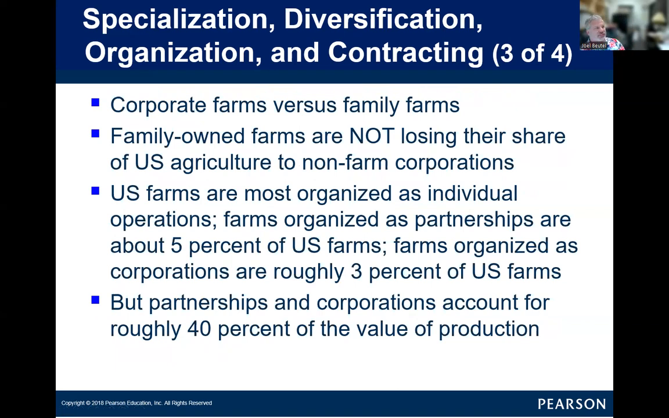So we have corporate farms versus family farms. Family-owned farms are not losing their share of U.S. agriculture to non-farm corporations. U.S. farms are mostly organized as individual operations. Farms organized as partnerships are about 5% of U.S. farms, and farms organized as corporations are another 3%, right? So partnerships and corporations account for 40% of the value of production. So let's put that in perspective. This is what we said before. Large farms produce more of the value of crop production. So in this case, 8% of farms account for 40% of the production by this method.